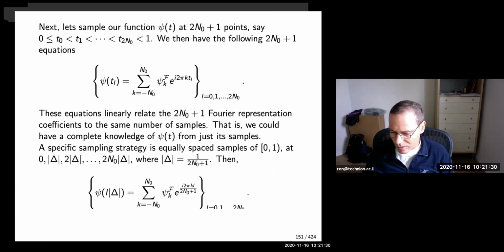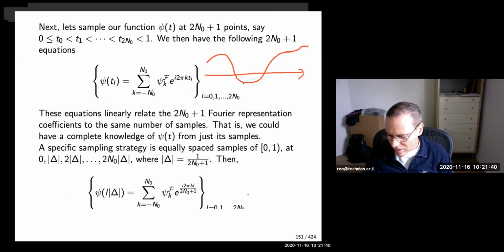Assume that I have my continuous function. This is my function, between 0 and 1, and this is my psi of t. Now I would like to find my coefficients psi of k, and this is how I represent them.